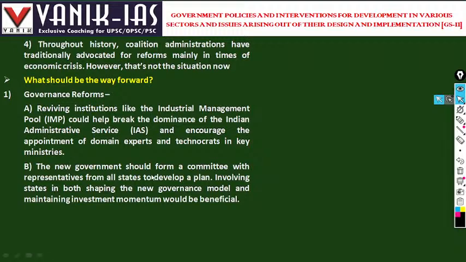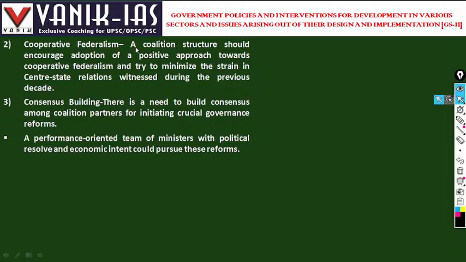Okay, so the new government should form a committee with representatives from all states to develop a plan involving states in both shaping the new governance model and maintaining investment momentum, which could be beneficial. Cooperative federalism: a coalition structure should encourage adoption of a positive approach towards cooperative federalism and try to minimize the strain in center-state relations witnessed during the previous decade.